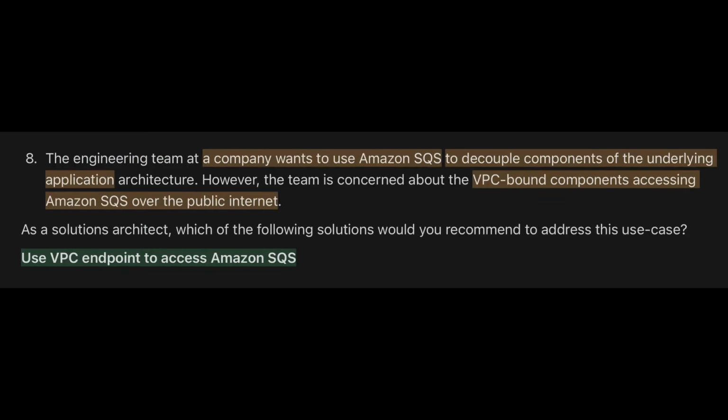Now let's say a company wants to use Amazon SQS to decouple components of the underlying application architecture, but the team is concerned about the VPC-bound components accessing Amazon SQS over the public internet. So in this case, we'd use a VPC endpoint to access Amazon SQS.